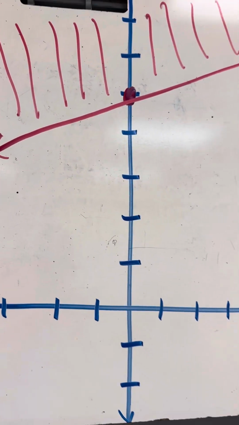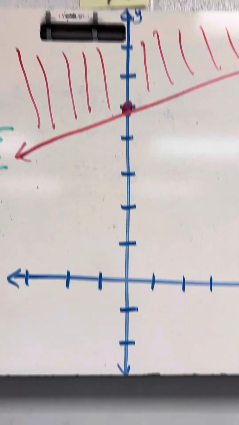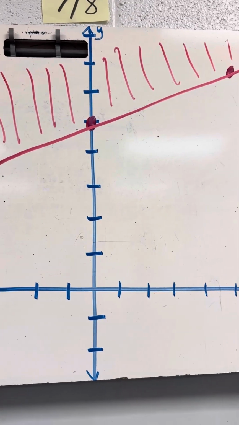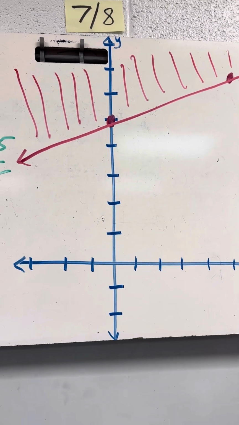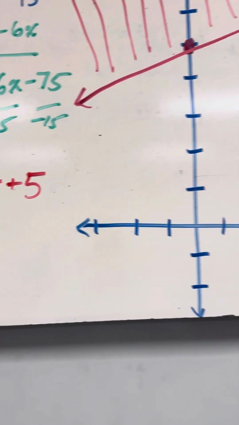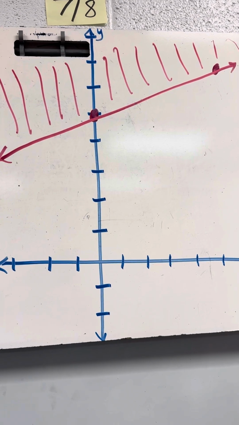Intercept is plus 5. From there you go up 2 over 5. And because it's greater than, you're going to shade above the line.